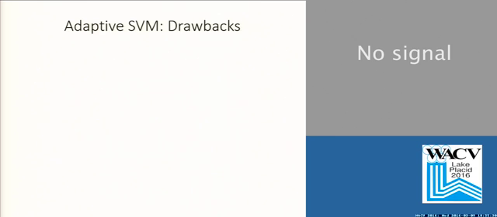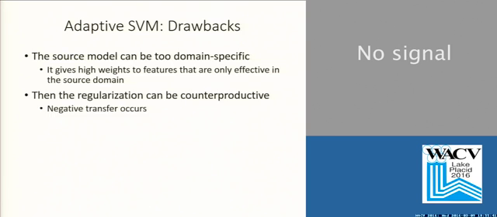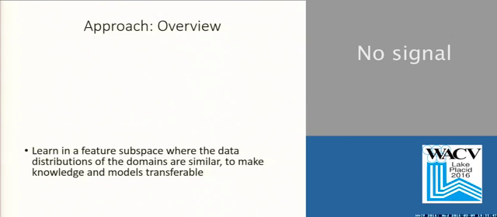This adaptive SVM method has this major drawback that the source model can be too domain specific. So it might emphasize features that are only effective for that same domain, in which case the regularization can actually be counterproductive. We might have negative transfer occur. So the way we want to deal with this, the way we find to be effective, is that we will learn in a feature subspace where the data distributions of the domains are similar. So this will help ensure that knowledge and models are transferable. So we'll perform a feature selection step first and then adapt.